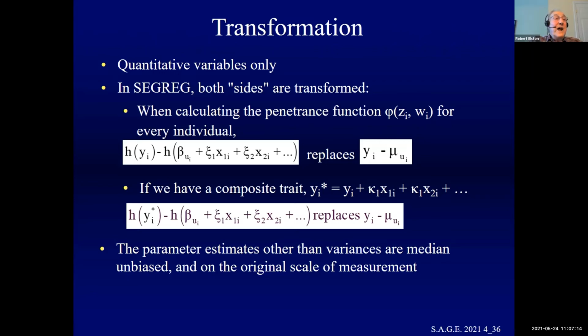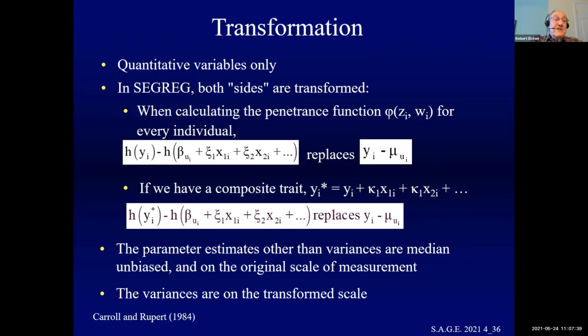Now, you don't have to transform both sides, as we'll see later on. And if you don't, then you will get mean unbiased estimates. But it's my belief that median unbiased estimates are more interesting. I hate to get mean unbiased estimates if there are any outliers anywhere. So the variances are on the transformed scale, and Karen Rupert shows that you're getting median unbiased estimates.